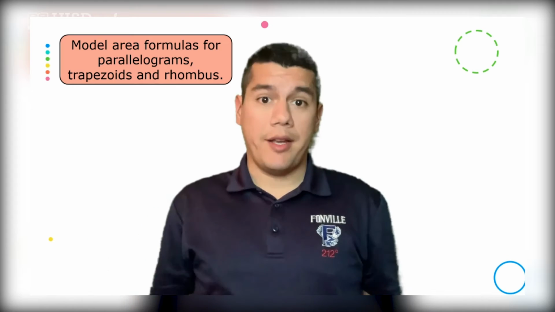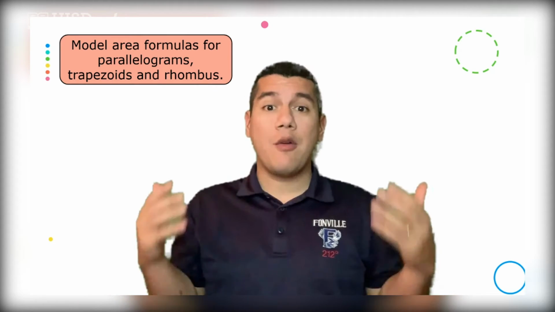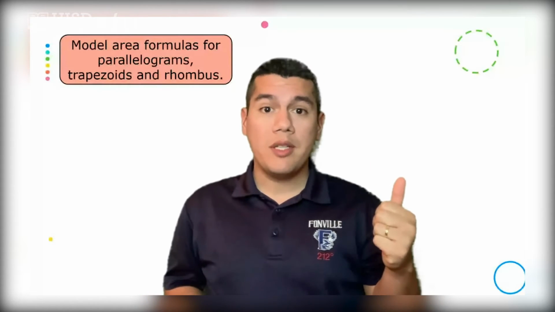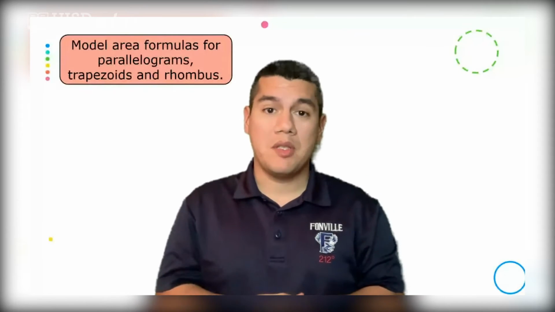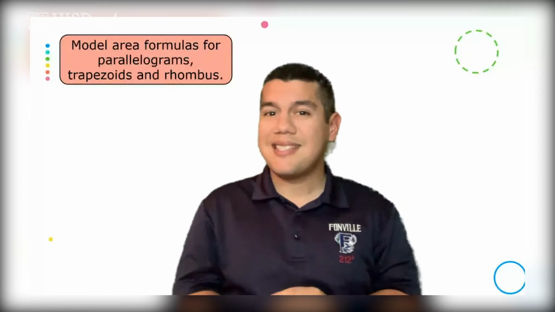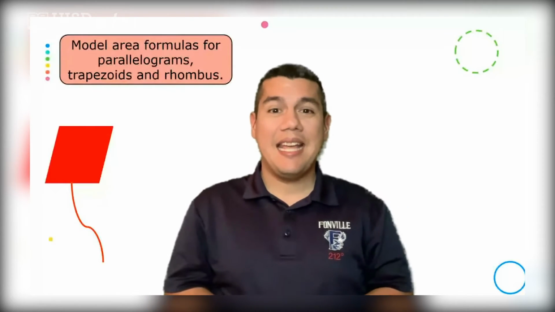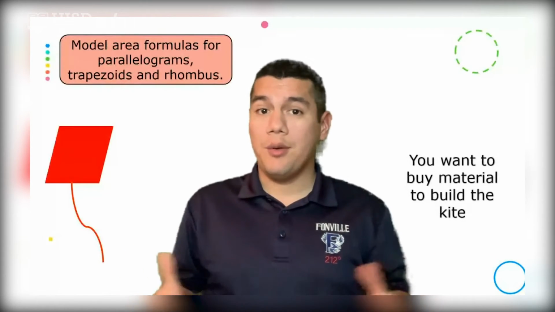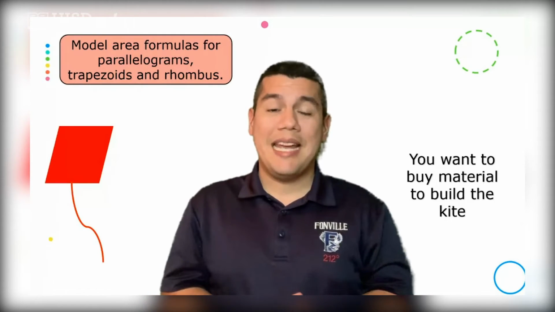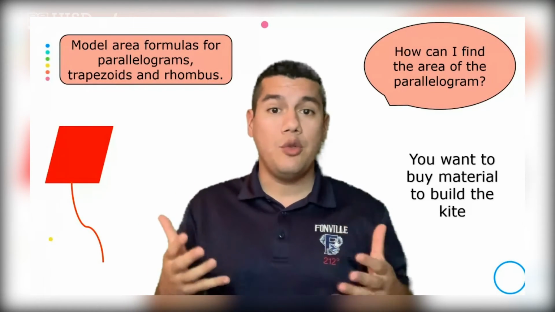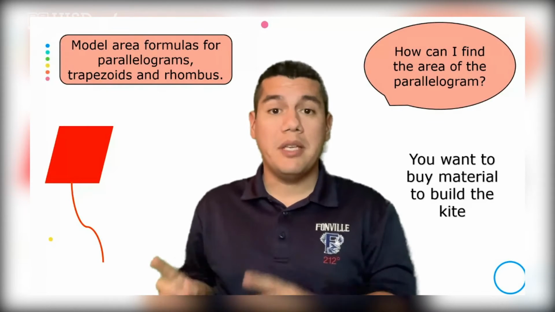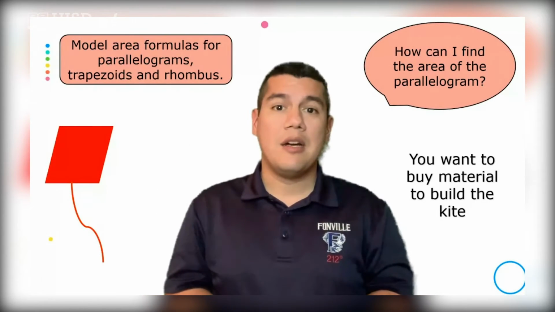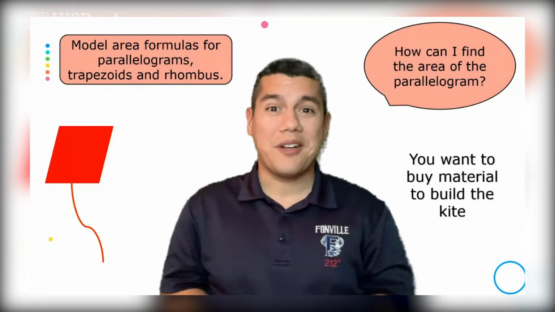For our 6th graders, today we're going to be learning about how to model and find the area formula for trapezoids, parallelograms, and rhombus. And we're going to have the following problem. Let's say that you want to build a kite and the kite is in the shape of a parallelogram. You want to buy material in order to build your kite, and the question says how much material do you need in order for you to be able to build the kite. For us to do this, we have to know how to find the area of this shape. So let's get to work.